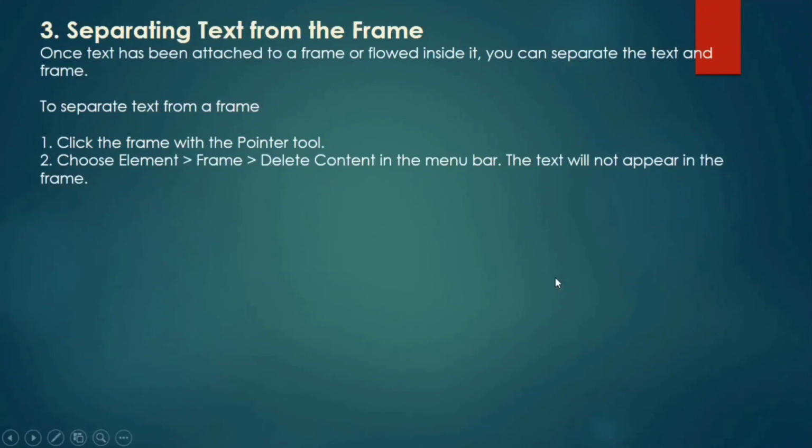Next one is separating text from the frame. Once text has been attached to a frame or floated inside it, you can separate the text and frame. To separate text from a frame, click the frame with the pointer tool, choose Element, Frame, Delete Content in the menu bar. The text will not appear in the frame.